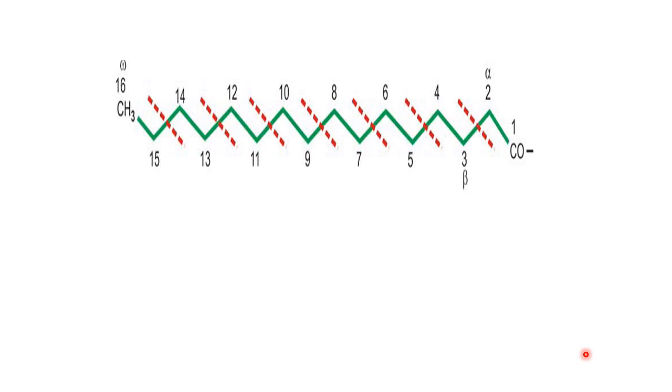So this is the picture showing the structure of palmitic acid. Palmitic acid contains 16 carbons. The first carbon, which contains the carboxyl group, is numbered as the first carbon. Then the second carbon is also called the alpha carbon, and the third carbon is also called the beta carbon. So in the beta oxidation of fatty acid, oxidation occurs between the alpha carbon and beta carbon, and the two carbon units are sequentially removed from here in the form of acetyl-CoA. And the last carbon, where the methyl group is attached, is called the omega carbon. So this is the structure of palmitic acid.